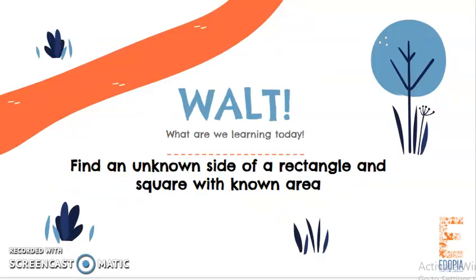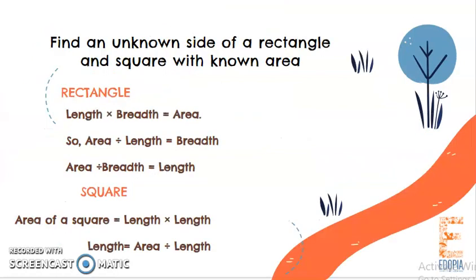Our next objective is to find an unknown side of a rectangle and square with a known area. To find the unknown side of a rectangle or square, our first step is to write down the formula of area. For rectangle, length into breadth equals area. So if I rearrange this formula, area divided by length equals breadth, and if we divide area by breadth, we get its length. For square, area of a square equals length times length. By rearranging this formula, length equals area divided by length.